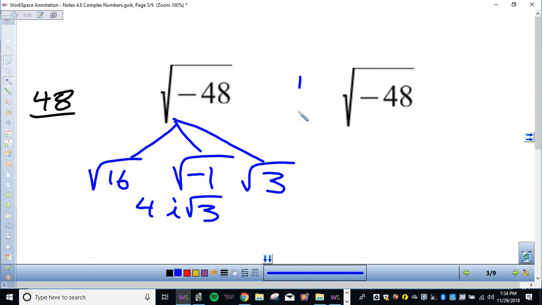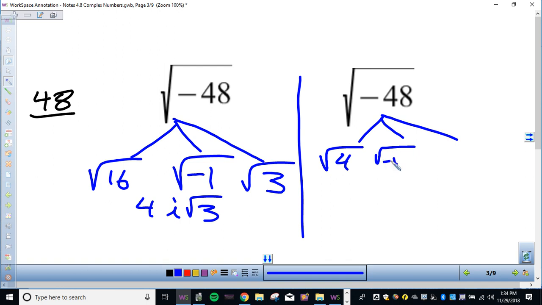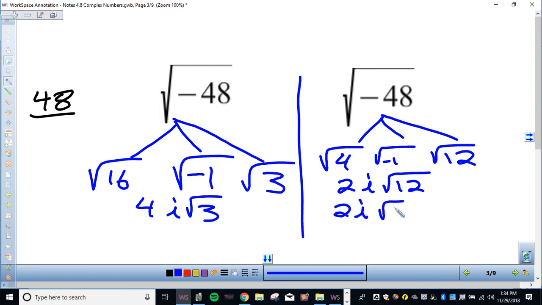So I'm going to show you, because you don't always pick the correct one at first. If that happens, you can still get the right answer. It just costs you some more steps. So let's say I did square root of 4, square root of negative 1, and square root of 12. Here I would get 2i square root 12. But then I can still break apart square root of 12 into what? 4 and 3. So I get 2i times square root of 4 times square root of 3. Remember, too, that in between here, if there's no operation shown, it's got to be multiplication. So we're going to multiply these things in between.